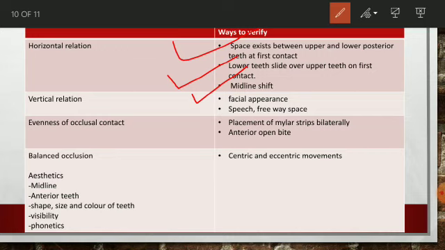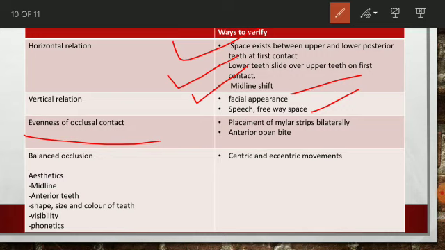Followed by the vertical relation. What we need to check in the vertical relationship is, first of all, the facial appearance. If there is excessive stretching of the facial muscles, this shows that the vertical dimension is increased. Again, we need to check with the help of speech. During speech, we need to check the freeway space. If the freeway space seems to be decreased, this means that the vertical dimension is increased.